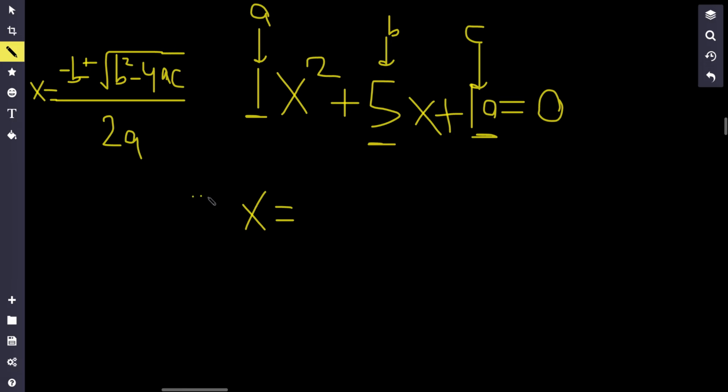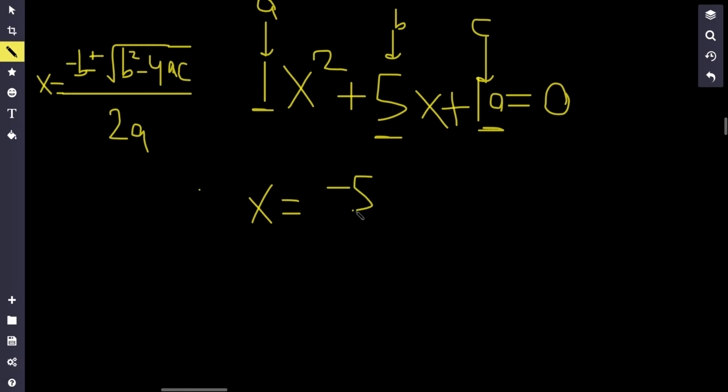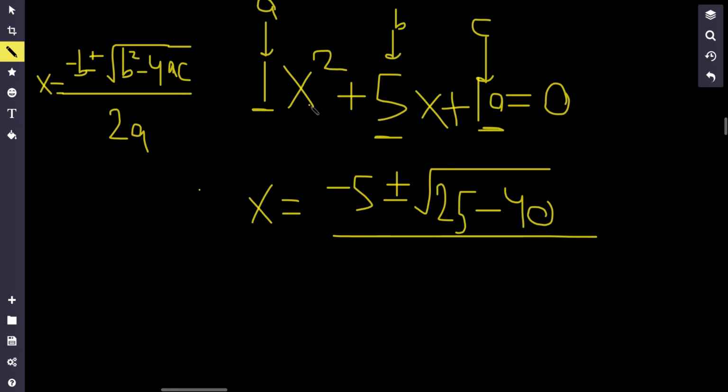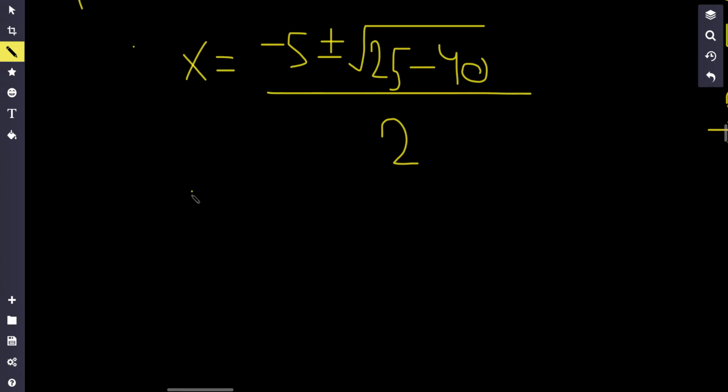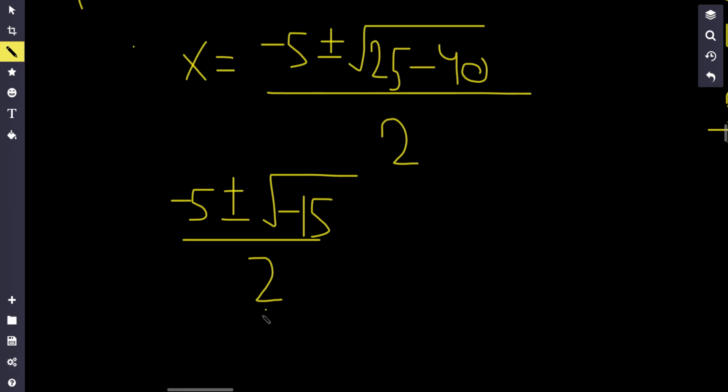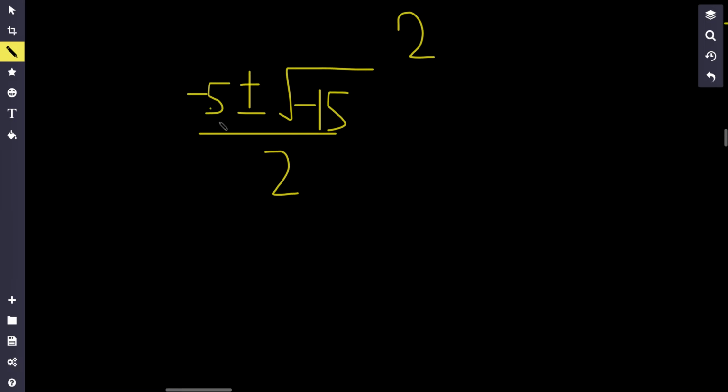All right, so plugging the values in, negative 5 plus or minus the square root of 5 squared, which is 25, minus 4 times a times c. So we know a is equal to 1, so 4 times 1 is just 4, and c is equal to 10, so 4 times 10 is 40, divided by 2 times a, so 2 times 1 is just 2. Now we can simplify. x is going to be equal to negative 5 plus or minus the square root of negative 15 over 2. Let's break this up into two fractions.